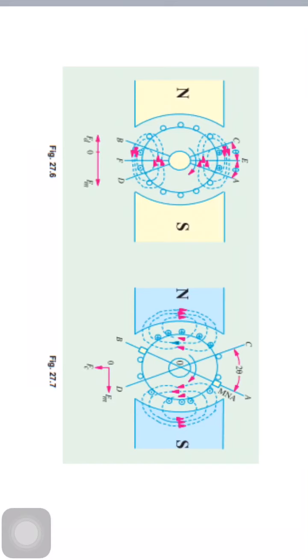At the top and bottom of the armature they produce demagnetizing effect. These are called demagnetizing armature conductors and constitute the demagnetizing ampere turns of the armature reaction. Here we have to remember that two conductors constitute a turn.